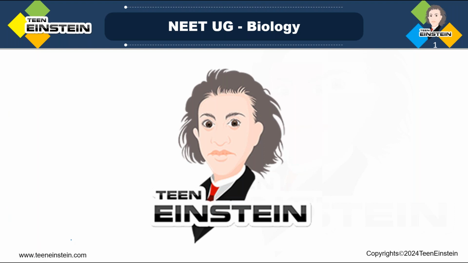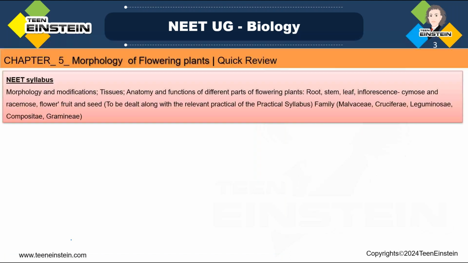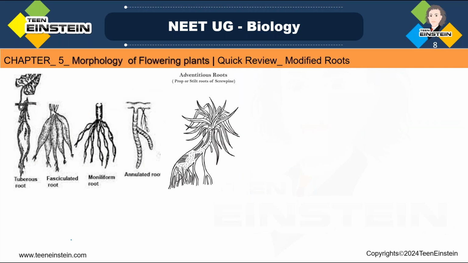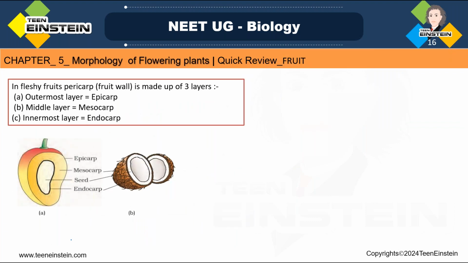Hello students. Now we are learning about morphology of flowering plants. So we are doing a quick review of this chapter. We have already learned about root, stem, leaf, inflorescence, different types of inflorescence, and about flower, different parts of flower. So now we need to learn about fruit.